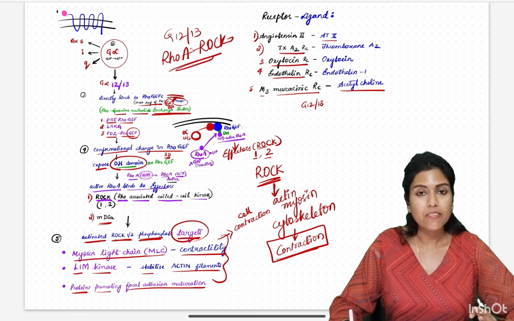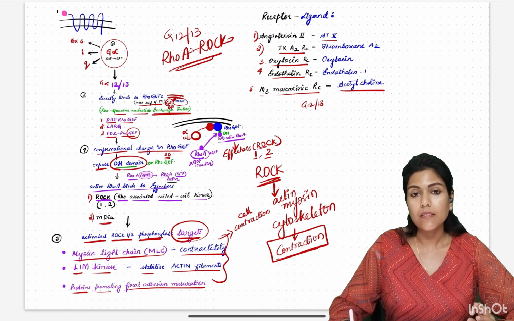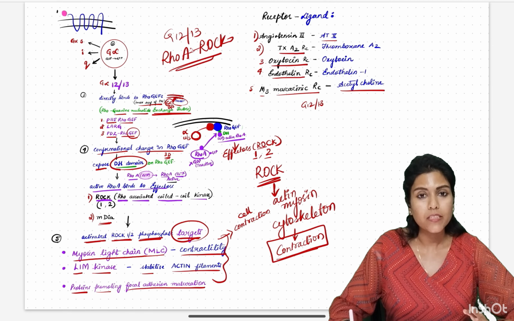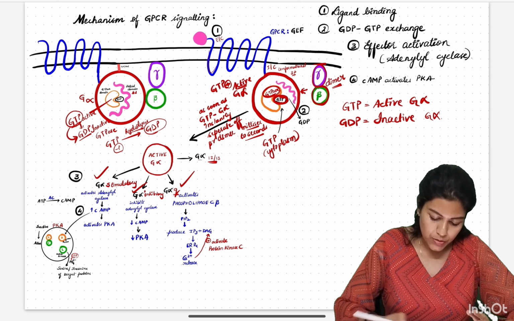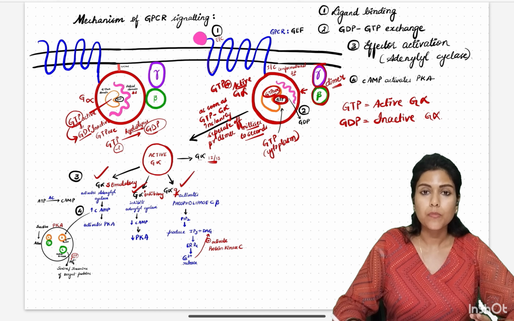So with this we have completed the G protein coupled receptor signaling. This is the last part of it. We have studied the stimulatory, the inhibitory and the Gq part in our previous videos. Please go back to it.